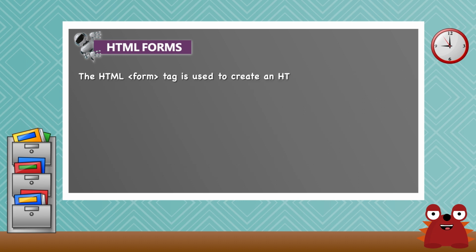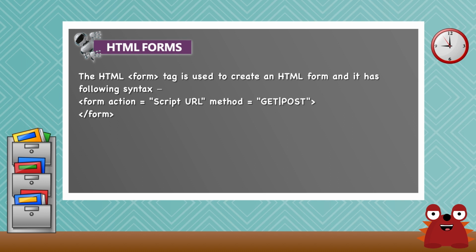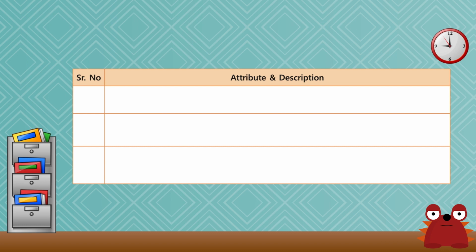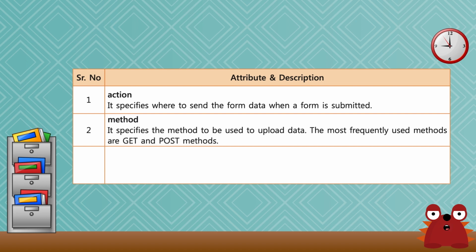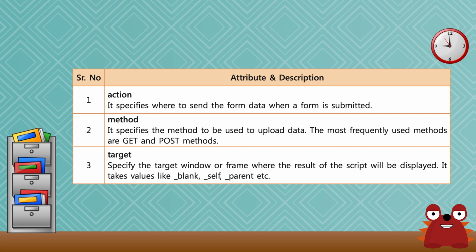The HTML form tag is used to create an HTML form and it has the following syntax. Let's see the form attributes. Action specifies where to send the form data when a form is submitted. Method specifies the method to be used to upload data. The most frequently used methods are get and post methods. Target specifies the target window or frame where the result of the script will be displayed. It takes values like _blank, _self, _parent, etc.